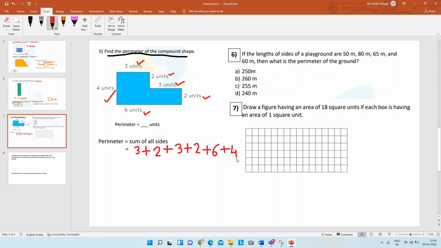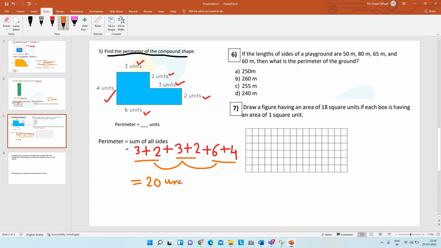So let's find the total. The total is 3 plus 2 is 5, 3 plus 2 is 5, and 6 plus 4 is 10. So 5 plus 5 is 10, and 10 plus 10 is 20. So the perimeter is 20 units.